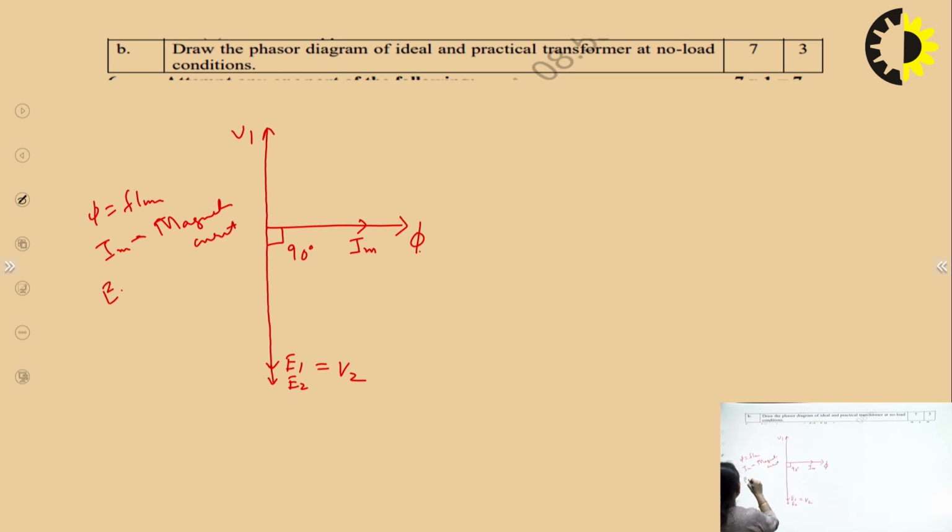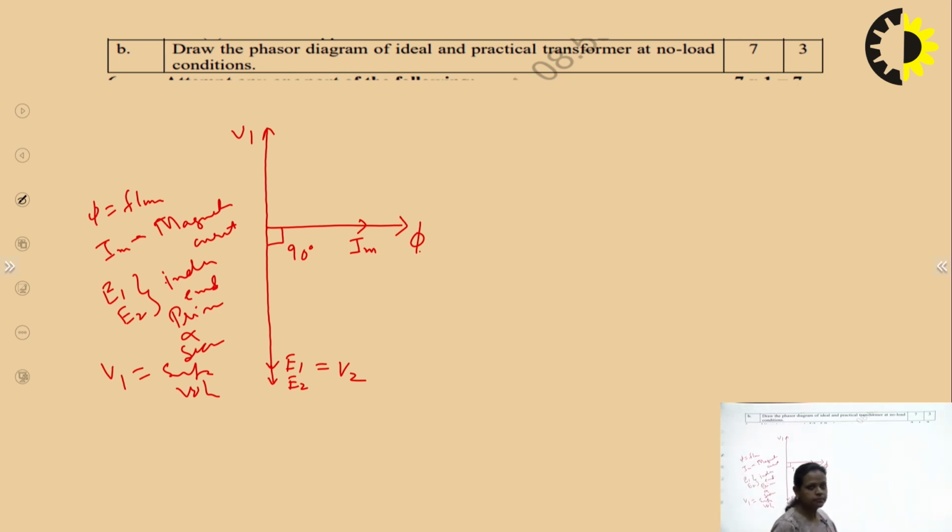Then E1 and E2 are the induced EMF of the primary and secondary side, right? And V1 is the supply voltage. So these are the parameters. Now, coming to the practical transformer, you have to draw the phasor diagram for the practical transformer.